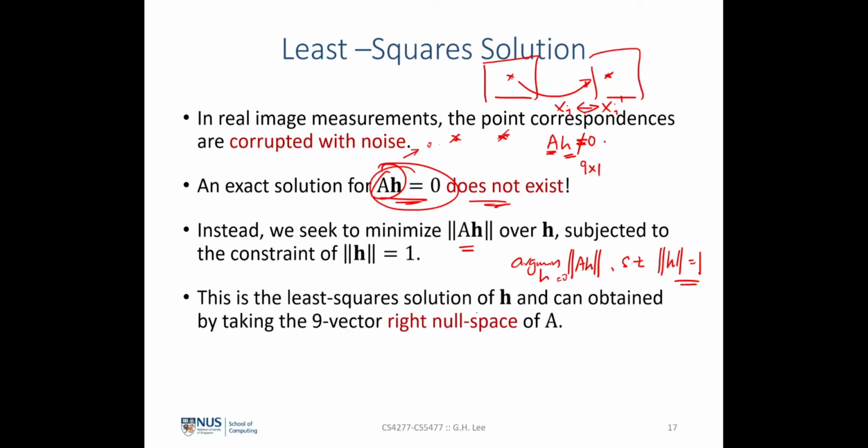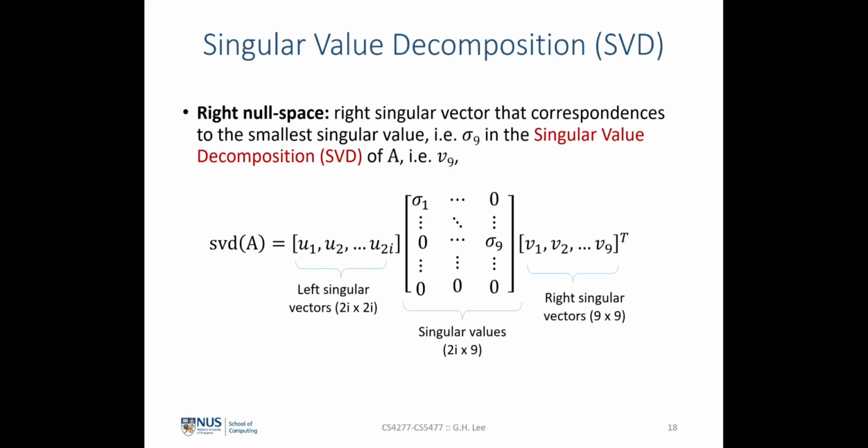And this is the least square solution of H, which can be obtained by the right null space of A, since this AH equals to 0 is the famous homogeneous linear equation that we know of in linear algebra. What this means is that we can simply take the right null space of A, and that will give us the null space vector of H that fulfills this constraint or this optimization cost. So the least square solution of AH equals to 0 can be given by computing the right null space of the matrix A.